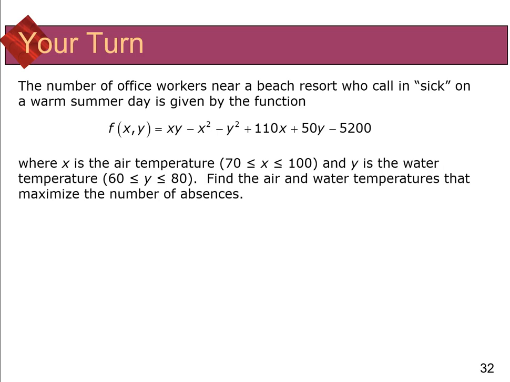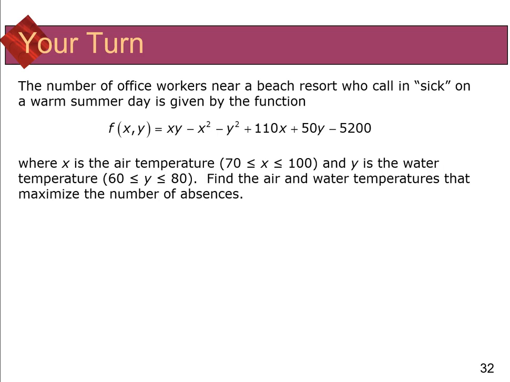Okay, so we first find a critical point. I'm going to do a test to see what kind of critical point it is to make sure it is going to produce a maximum. And then I'm going to figure out what the air and water temperatures have to be to maximize the number of absences. The question you were asked did ask for what the number of absences were, which is fine. But this question here just said find the air and water temperatures. But with that information, you can find everything else needed.